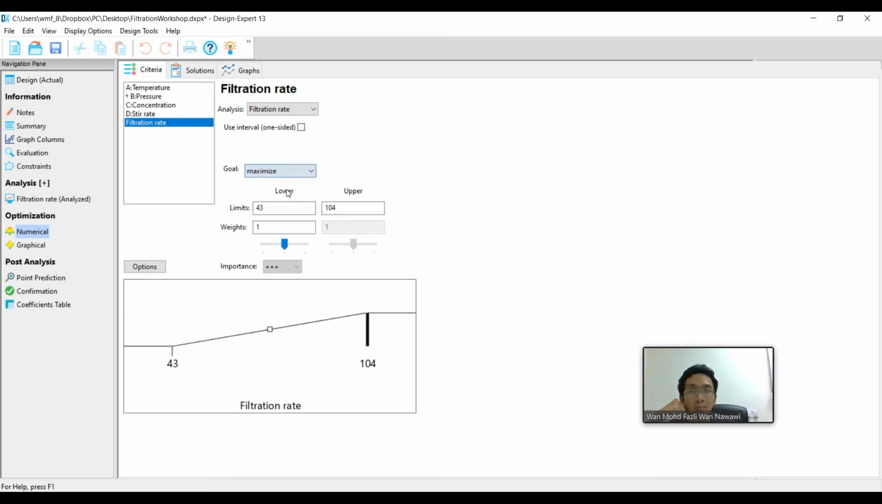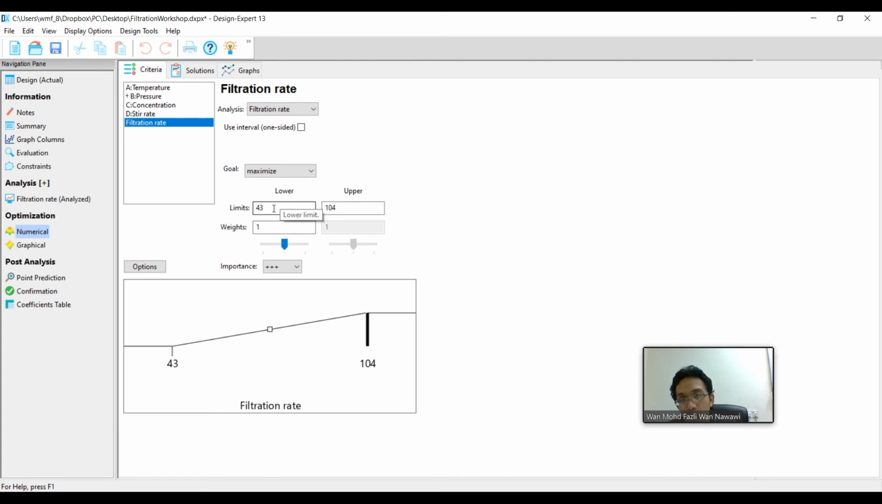Our goal is to maximize. When you want this, you basically ask the software to predict for you at what concentration, what temperature, what agitation, what pressure you need to put in order to get the highest possible value. So you maximize the filtration rate.